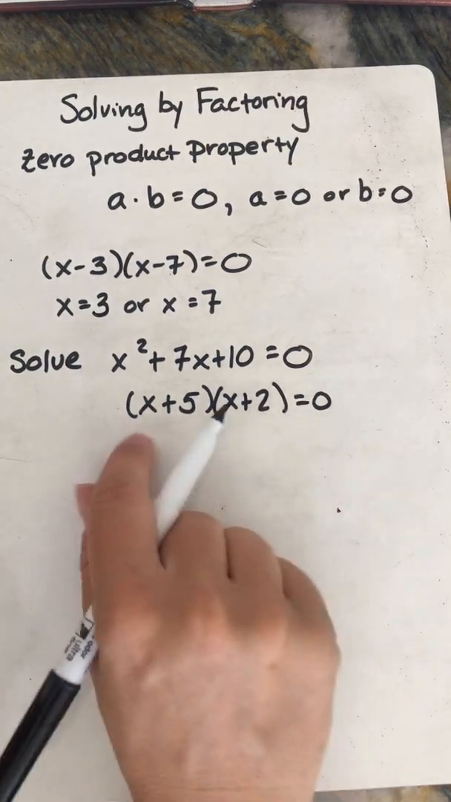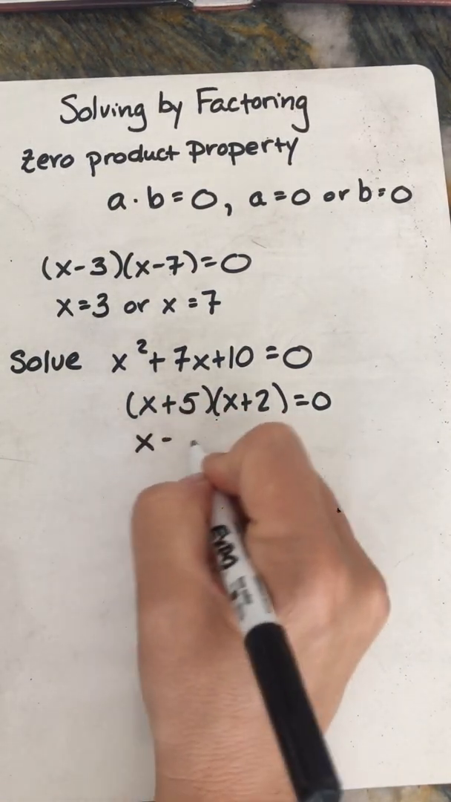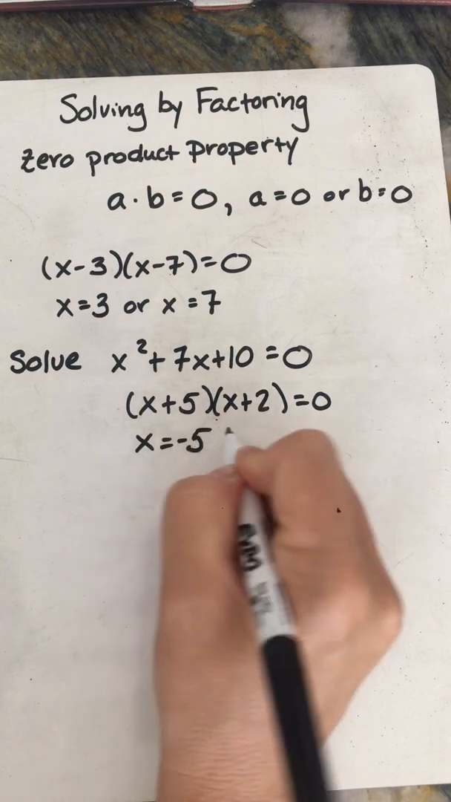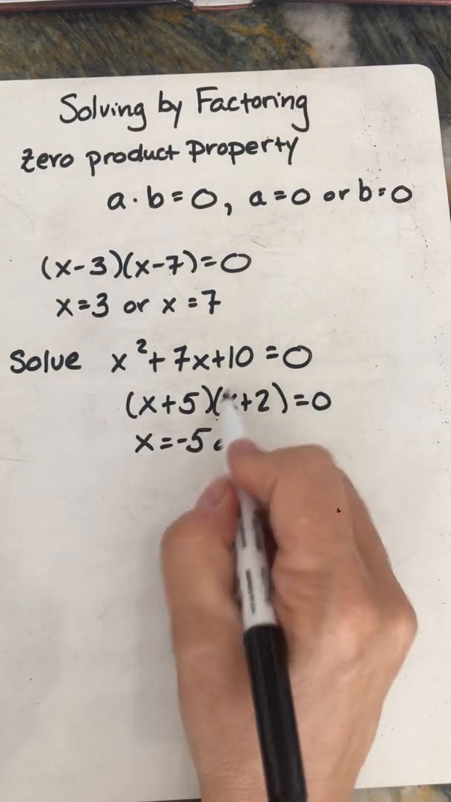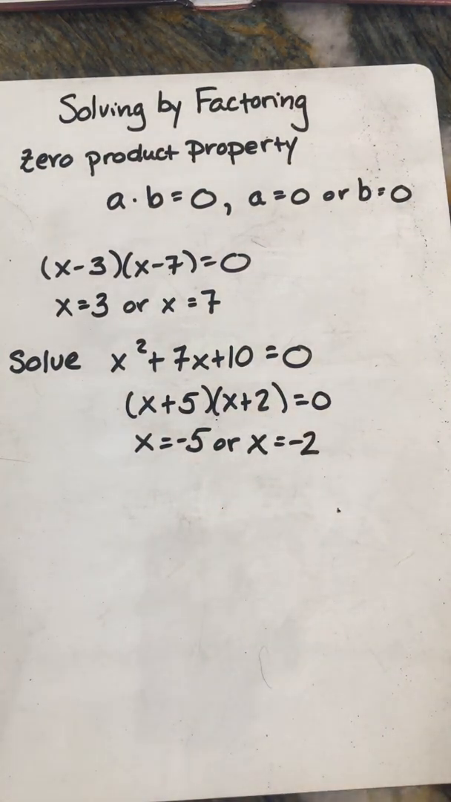And so what value of x would make this factor 0? x equals negative 5. Or what value of x would make this factor equal to 0? x equals negative 2. That's the gist. Not a very challenging thing to do. Just make sure that you are able to factor and use all of your factoring techniques.